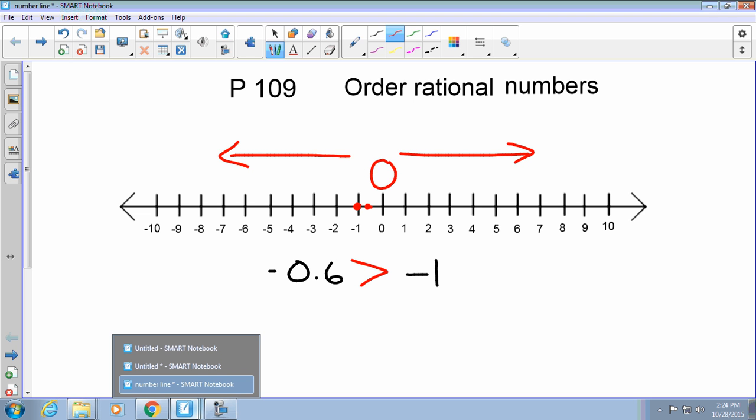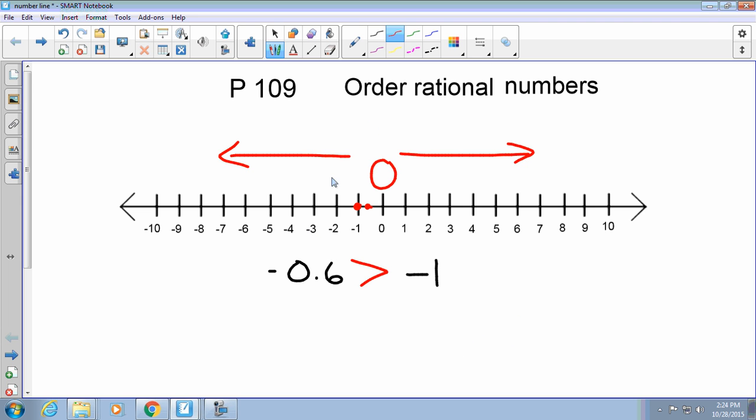On page 110, there is another example. They have the two numbers negative 3.5 and negative 3 1/4, and we are trying to figure out which one is closest to 0. So we have negative 3.5.